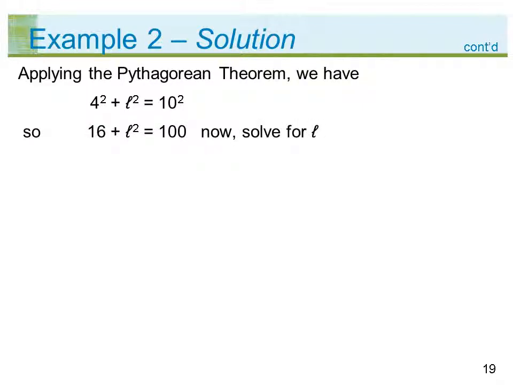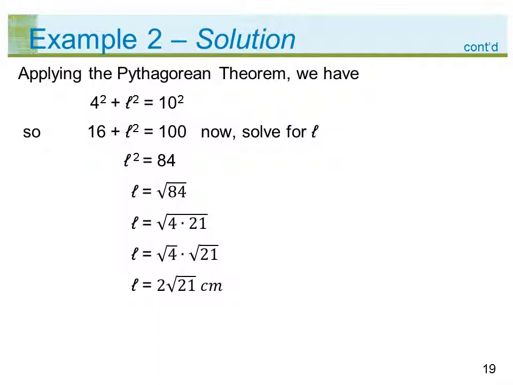So 16 plus L squared equals 100. Now solve for L. L squared equals 84. L equals the square root of 84. L equals the square root of the product 4 times 21. L equals the square root of 4 times the square root of 21. L equals 2 times the square root of 21 centimeters.